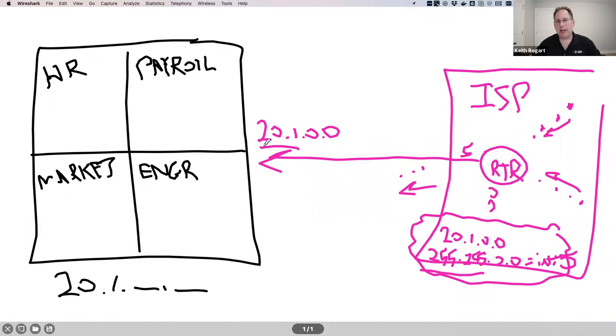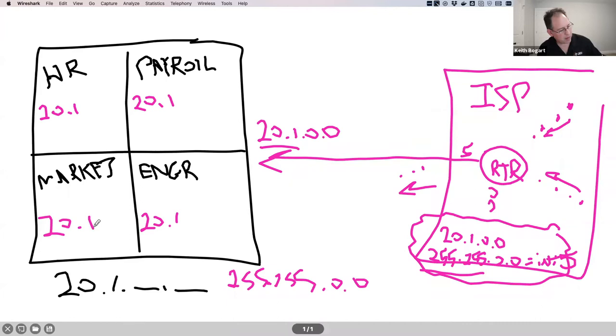But that's one network. If I kept that mask, and said, hey, everybody in engineering, payroll, HR, you are 20.1 and your mask is 255.255.0.0, then I'm just left with everybody being in one network. But here's what I can do. I know that all my devices in my company have to start with 20.1, because after all, that's what I bought and paid for. That's how the ISP recognizes me.